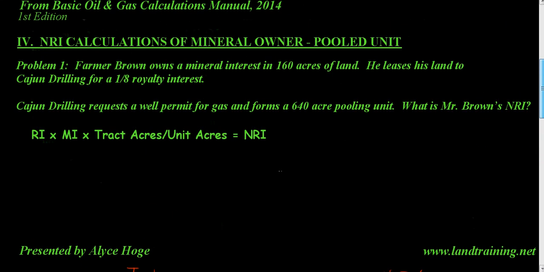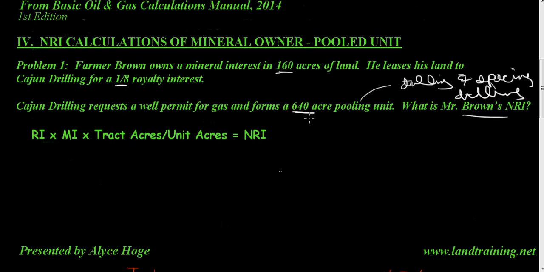So let's look at the net revenue interest calculations of the mineral owner in a pooled unit. Let's just read it together. Farmer Brown owns a mineral interest in 160 acres of land. He leases his land to Cajun Drilling for a 1/8 royalty interest. Cajun Drilling requests a well permit for gas and forms a 640-acre pooled unit. This could be a pooling unit, a drilling and spacing unit, a drilling unit, a spacing unit, all kinds of different names for this. And the question is, what is Mr. Brown's net revenue interest?